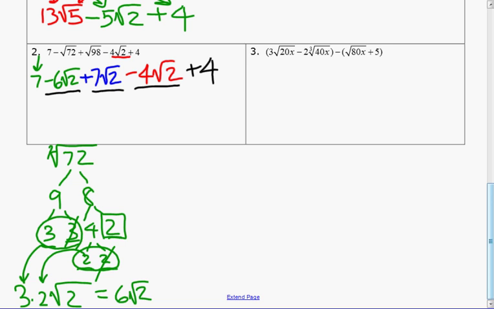All we do is we add or subtract the numbers on the outside and bring the square root of 2 along for the ride. So negative 6 plus the 7 gives us 1. Then we subtract 4, and we get negative 3 square root of 2. So that's where this came from. These 3 things combined become the negative 3 square root of 2. Now take another moment and see if you can see any other like terms.